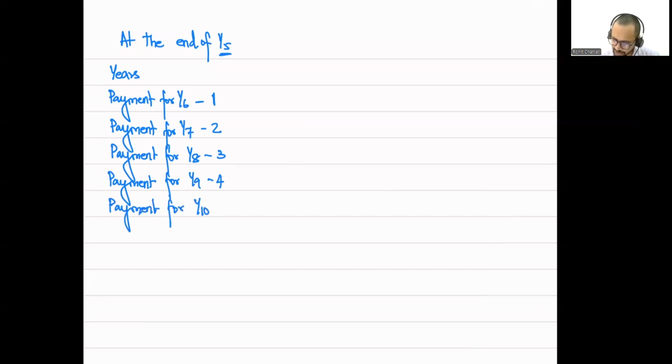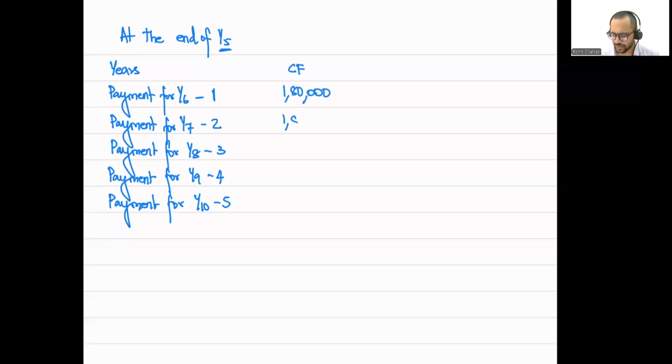All right, so we have year 6 to year 10 payments, which are standing 1 to 5 years away from today. The cash flow is going to be 1,80,000 every year. Yes, this is an annuity cash flow. I could have shown it as an annuity cash flow also, but I'm intentionally writing it as 1,80,000 in each year. We then have the present value factor at 10 percentage.